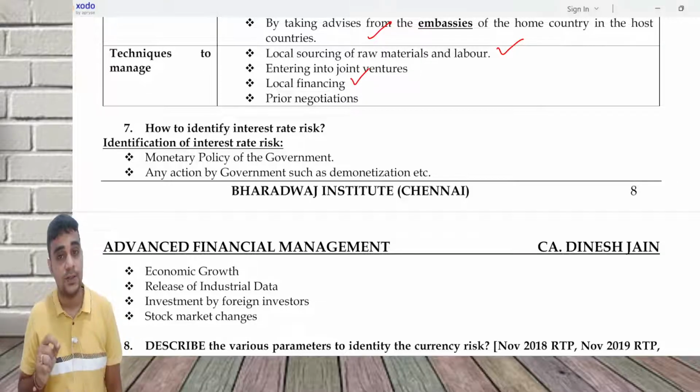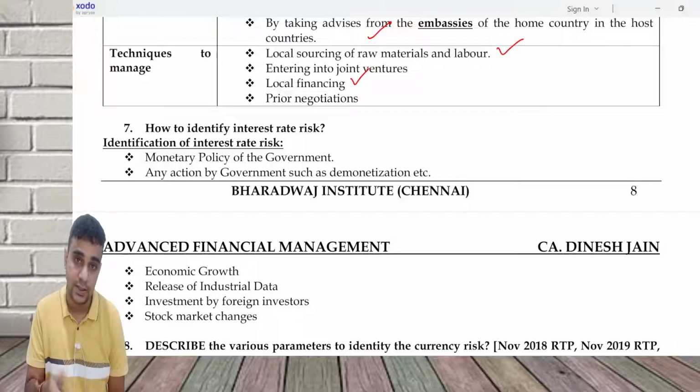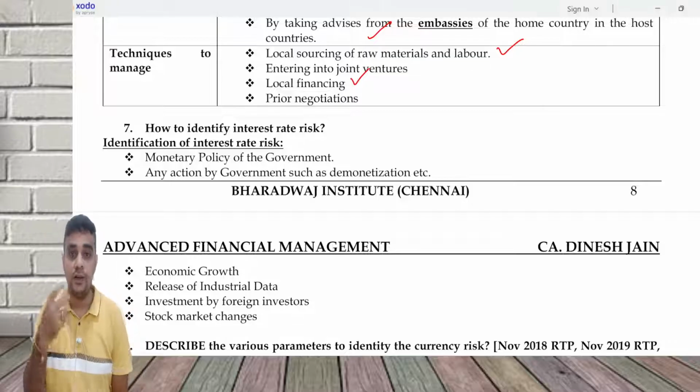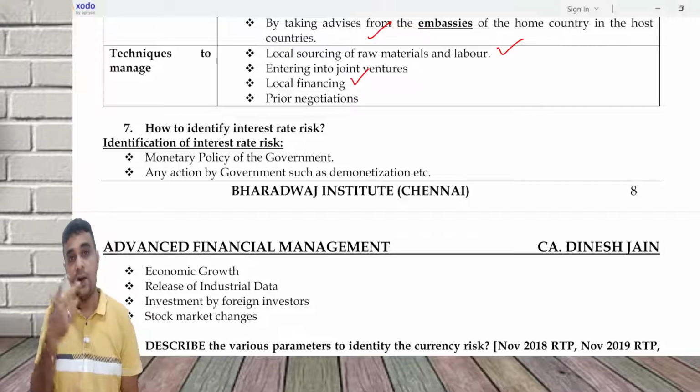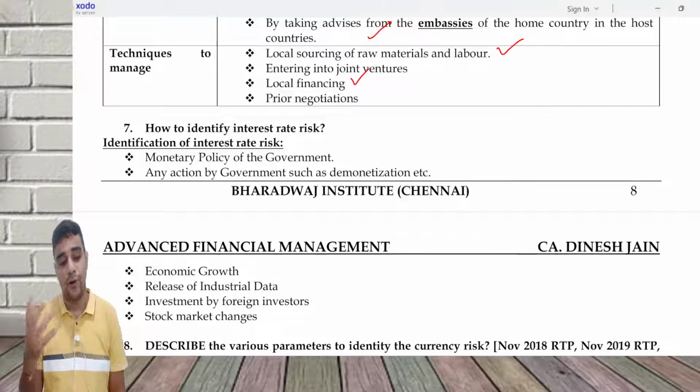How do we manage them? We learned this in the interest rate risk management chapter, where we have the traditional methods and the newer methods like interest rate futures, options and swaps. The traditional methods are asset and liability management and forward rate agreements.